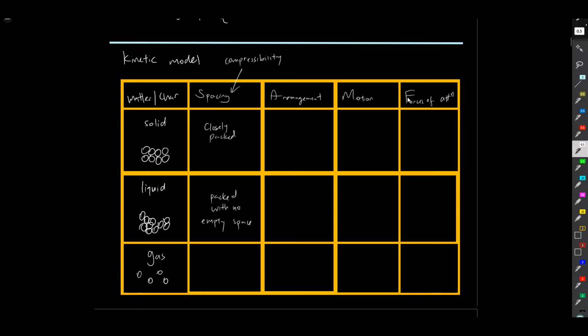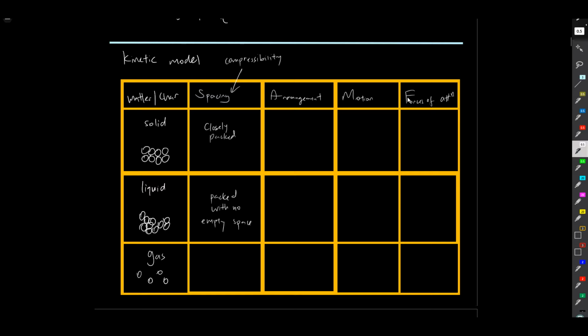Closely packed is quite obvious that there will be no empty space. The reason why we write for liquid packed with no empty space is because they are not as closely packed as solid. But we don't want people to think that just because they are not as closely packed, there's no empty space. So these two give us the idea why solid and liquid are incompressible.